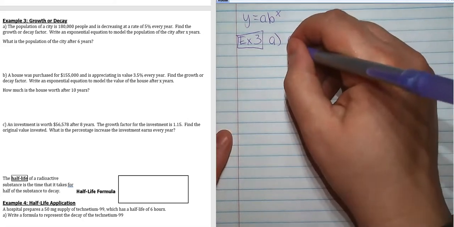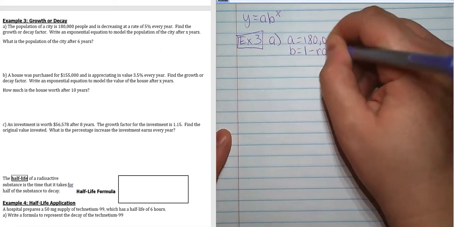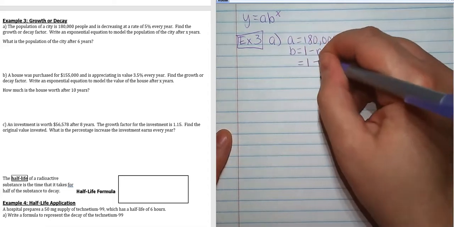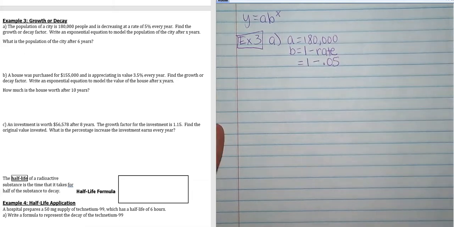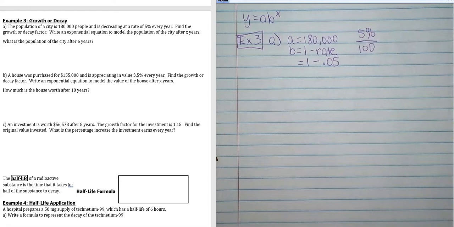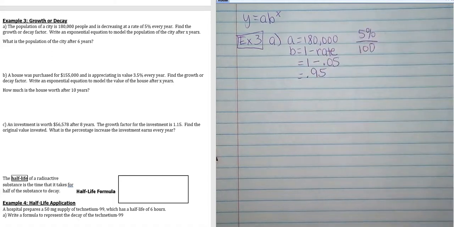So decreasing means we are going to have decay. So 1 minus the rate. In this problem, that rate is 5%. You have to change that to a decimal. So 5%, if you're not sure how to do that, just take your percentage and divide it by 100. And this is going to hold 95% of its population. So it's going to be 0.95 when we do this.